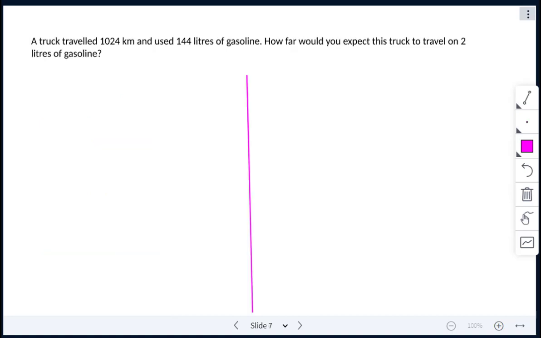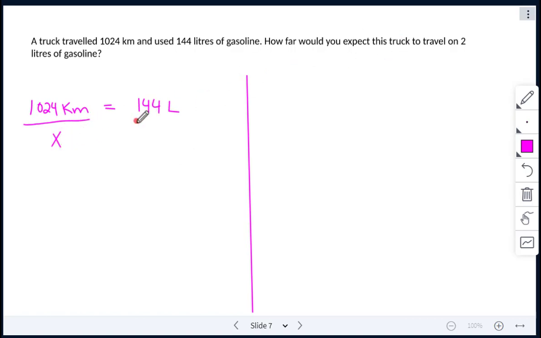All right, so for this question, again, you can set up your ratio a couple ways. So we can say when a truck traveled 1,024 kilometers, that was equal to 144 liters of gas. All right, so now how far do you expect this truck to travel?